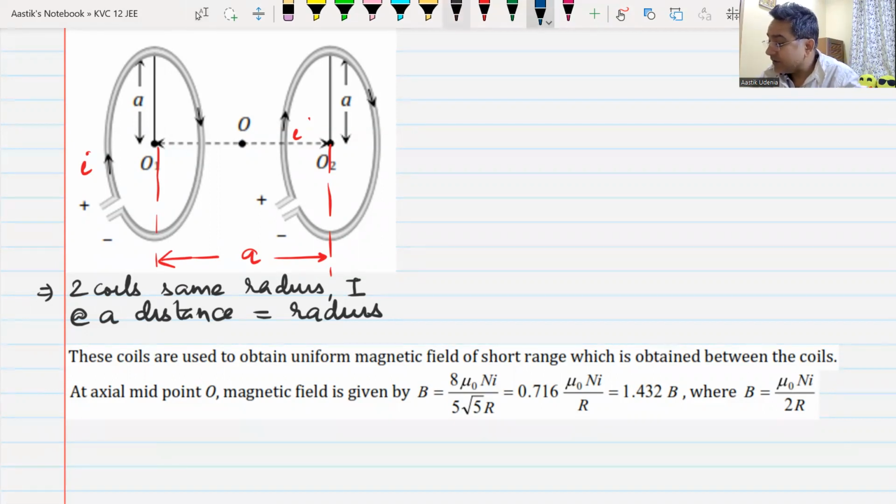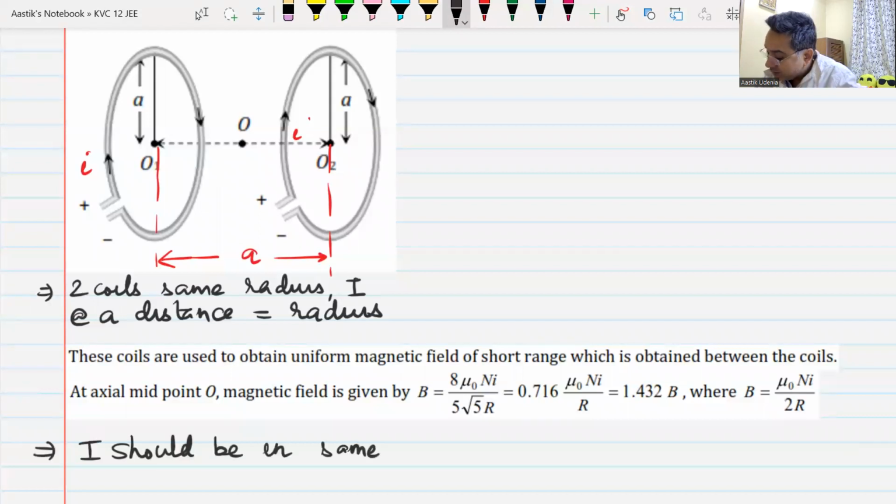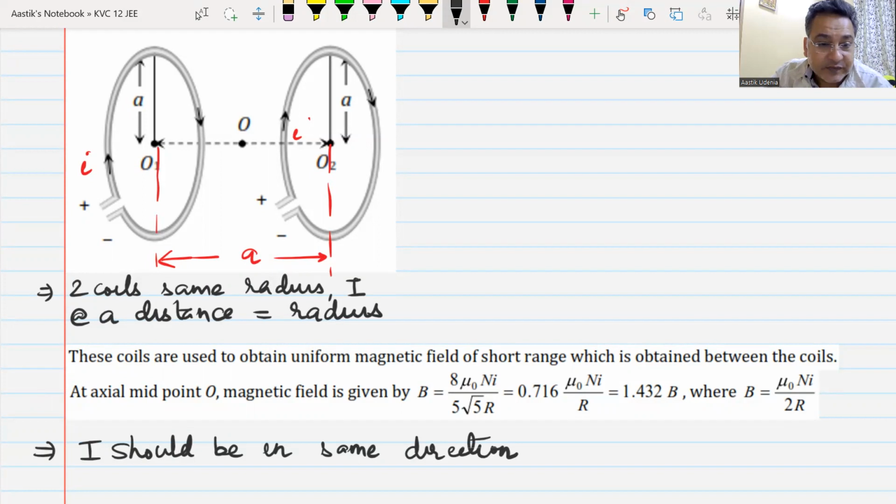The third point you have to remember is current should be in the same direction. If the current is in the opposite direction, the arrangement is not called the Helmholtz coil arrangement. Current should be in the same direction. You can see the current is in the same direction. And the next point that you have to understand is that this Helmholtz coil creates a magnetic field which is uniform between the 2 points. And that is why we use this Helmholtz coil.